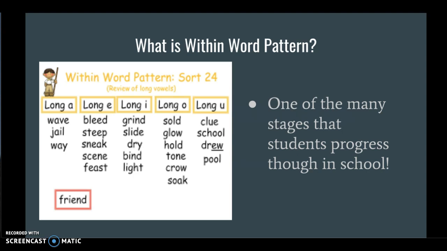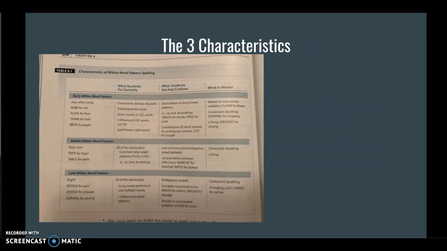In this picture on the left, you can see some of the stuff that we're going to be working on and talk more about later in this presentation. There are three different stages that our students can be a part of. We have our early within, our middle within, and our late within.